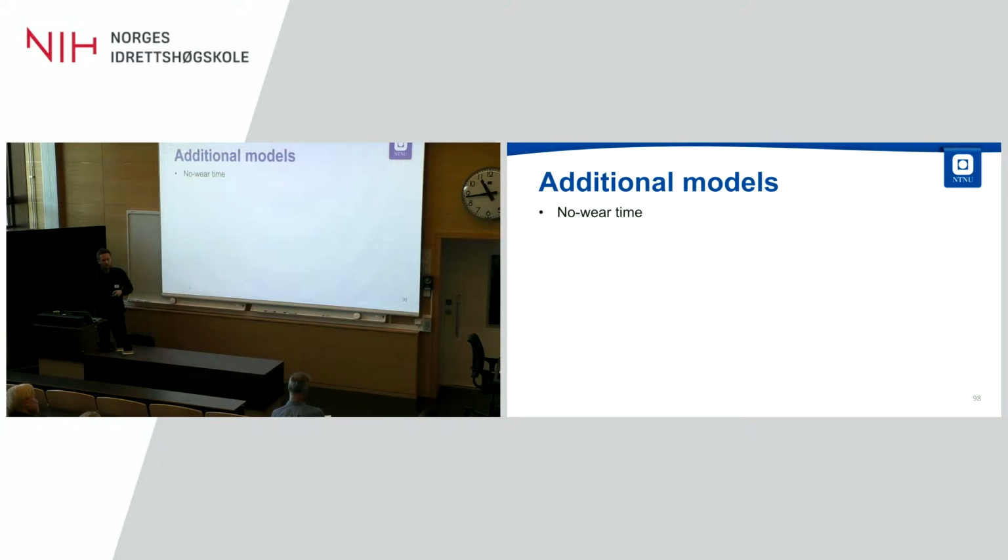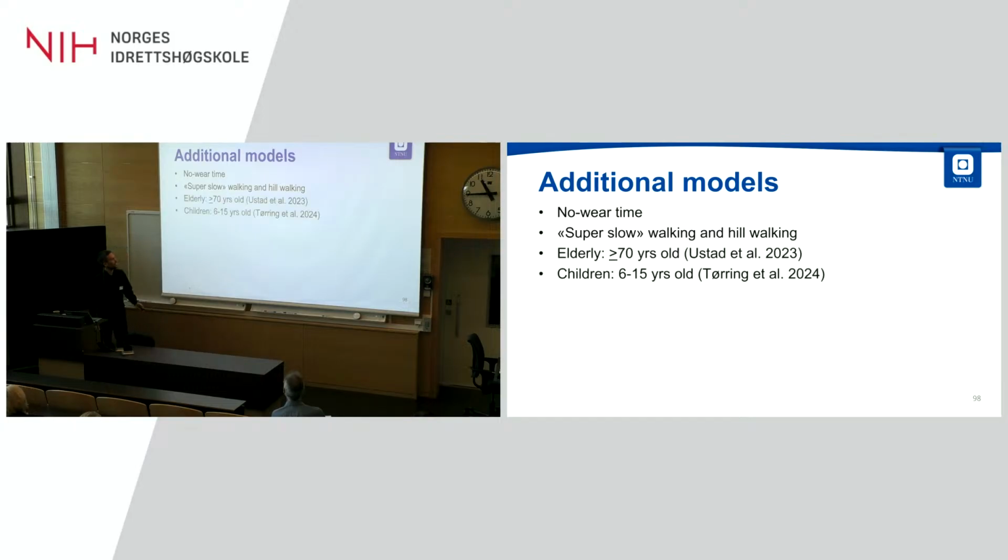And we also have some additional models, a no-wear time model based on temperature and acceleration. When no-wear time is predicted for one consecutive hour, then we stop predicting activities. We also have collected some data on super slow walking and walking uphill and downhill. This has not been implemented in our model in HUNT. And the same for these two, there are separate models for elderly and children.